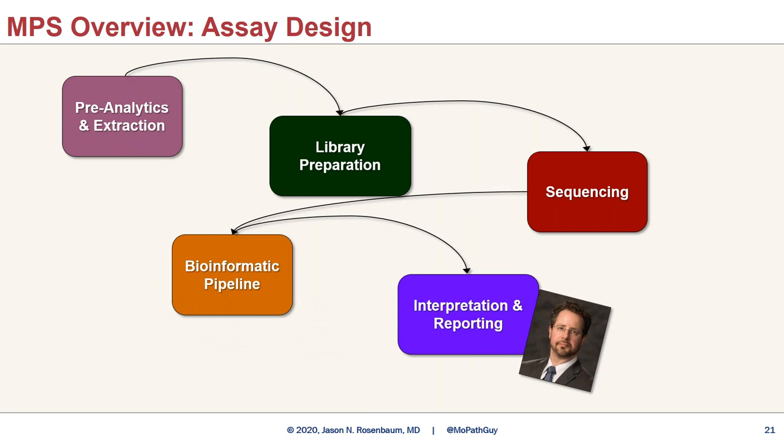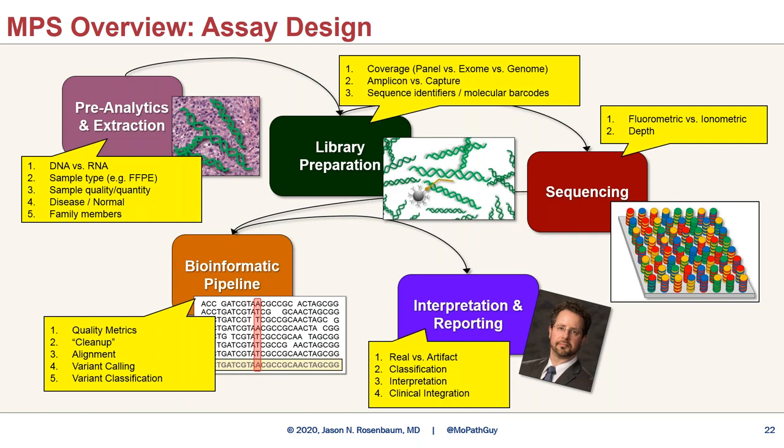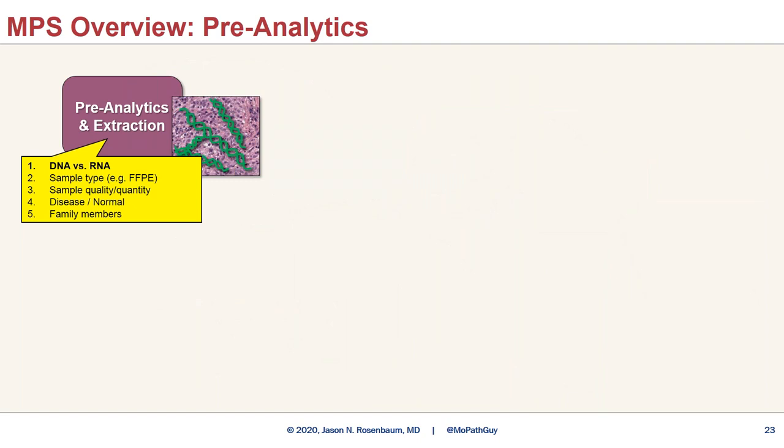Every one of these steps has different decisions or different things to consider. Even if you're not building these assays, these decision points are important to understand, even if you're just trying to read a report or understand what the assay did. So we'll go through some of them, not all of them, today and on Thursday. We'll start with the decision of DNA versus RNA.